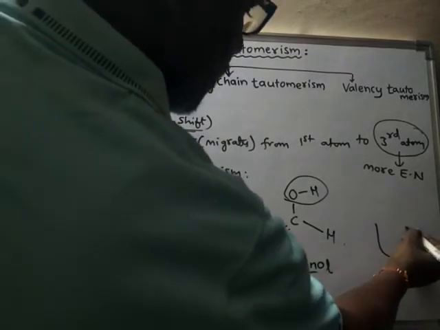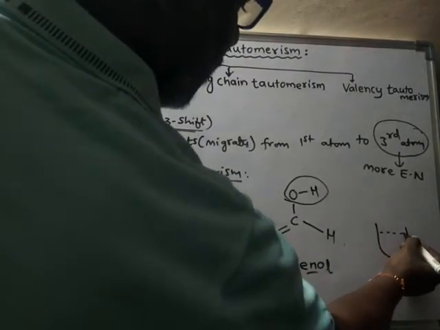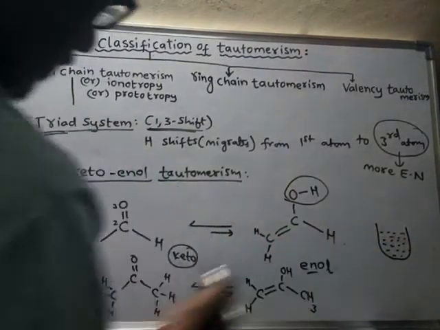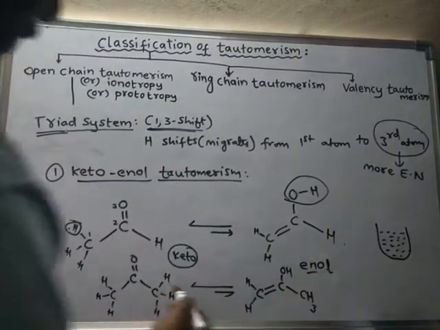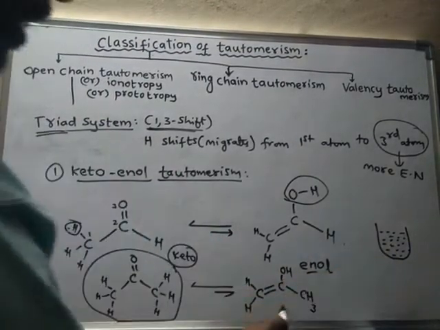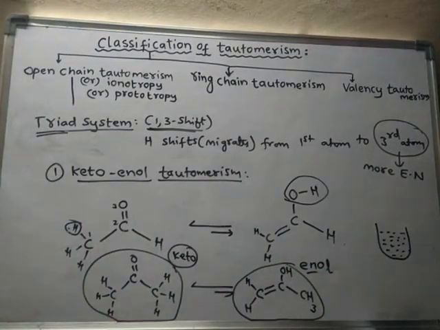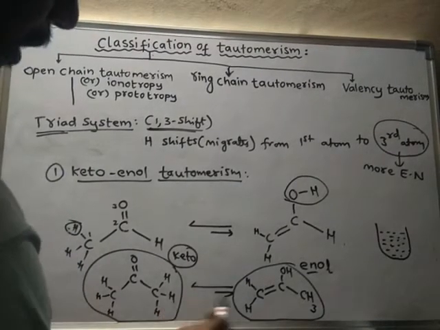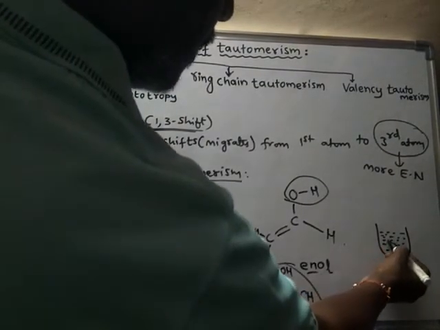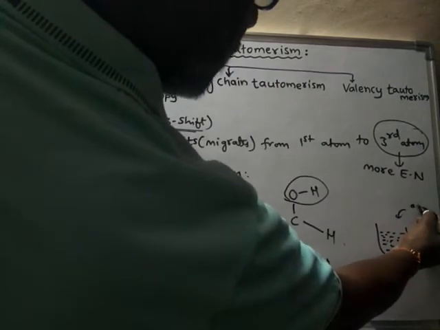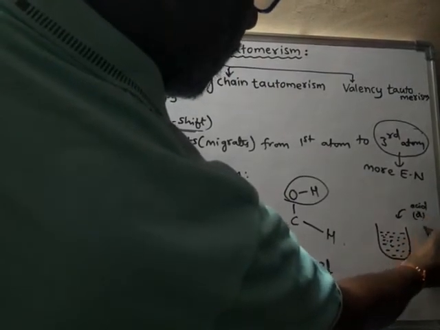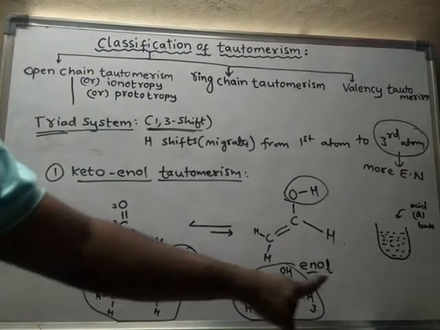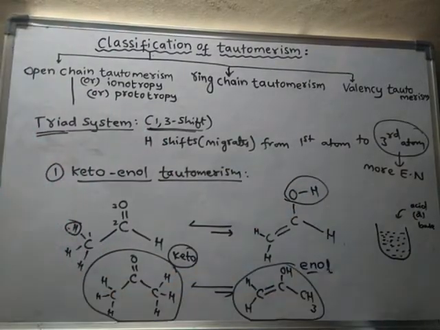See, already we learned that tautomerism occurs in liquids. If I take a liquid of this compound, in that liquid this other compound is also present. Actually this compound will convert into that compound, and that compound will convert back. Here we have to add a little amount of acid or a little amount of base. If you add it, what happens? Immediately this one will convert into this one. Only a trace amount of acid or base should be added.